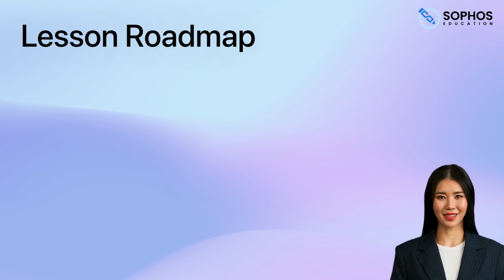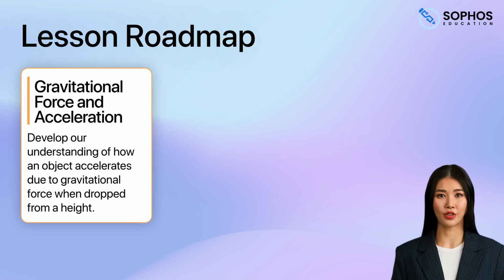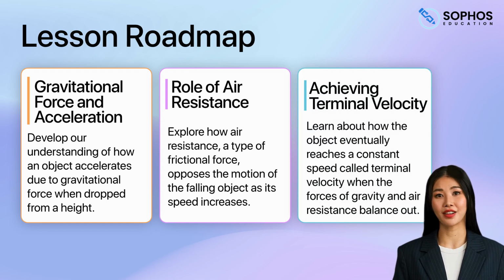We'll begin today's lesson by developing our understanding of how an object accelerates due to gravitational force when dropped from a height. Next, we'll explore how air resistance, a type of frictional force, opposes the motion of the falling object as its speed increases. Finally, we'll learn about how the object eventually reaches a constant speed called terminal velocity when the forces of gravity and air resistance balance out.